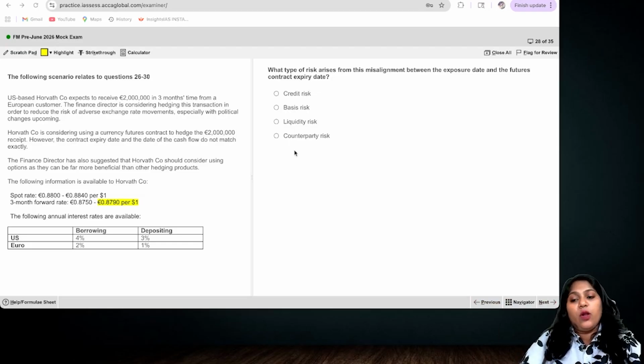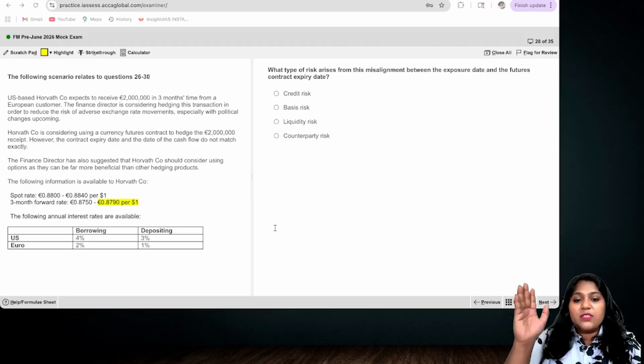I hope all of you guys are here. Now let's move to the next question, which is talking about the risk pattern, right? What type of risk arises from this misalignment between the exposure date and the future contract expiry date? Guys, is it credit risk? No. Liquidity? No. Counterparty? No. It is purely basis risk.